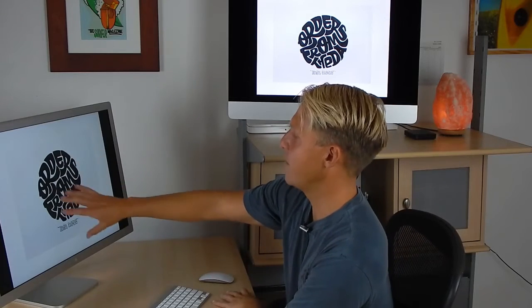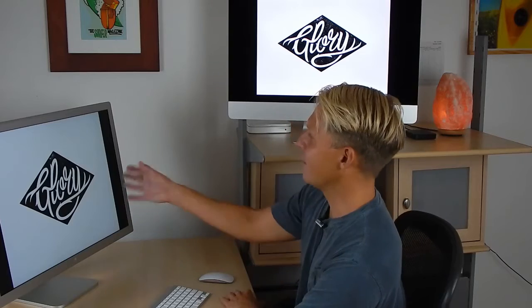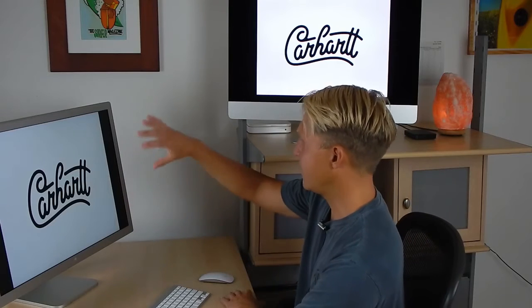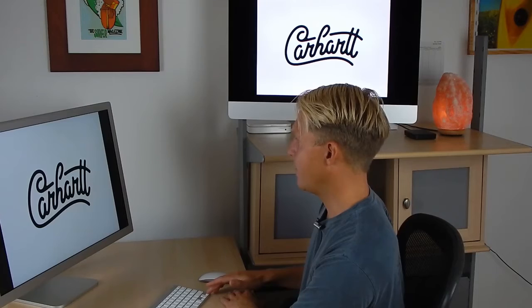Back to talking about the structure, the composition of your logo type. This is a good example of something that's in a circle. So this is a good example of something that takes up the shape of a diamond. This is a nice kind of wave shape to the script.